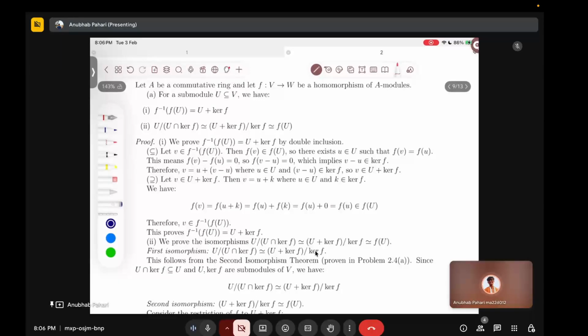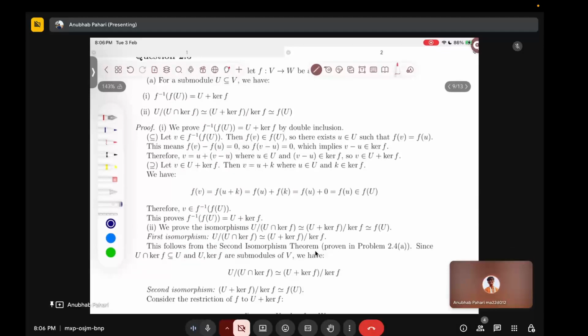Now we have that f of v equals f of u plus k, and since k belongs to the kernel of f, therefore it should be f of u, and f of u already belongs to f of capital U. Therefore f of v belongs to f of U, therefore v belongs to f inverse of f of U, and this proves that the other inclusion is also true, therefore this is true.